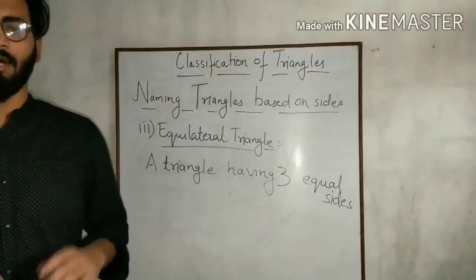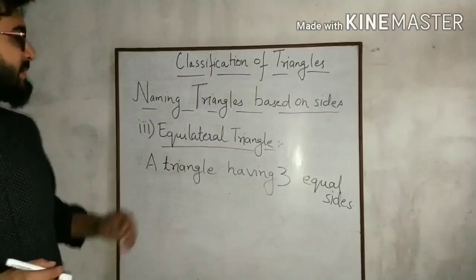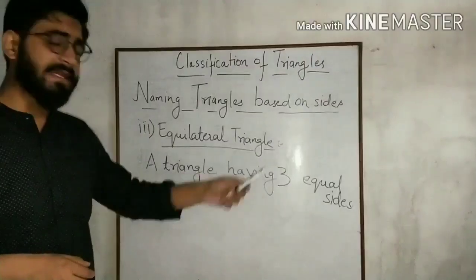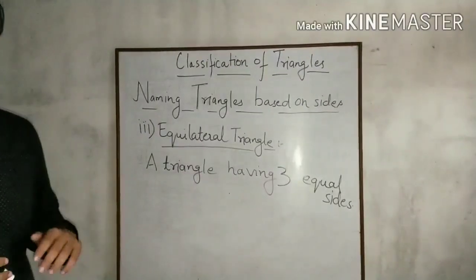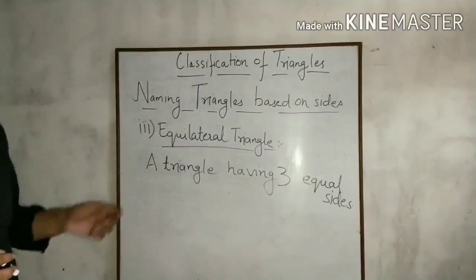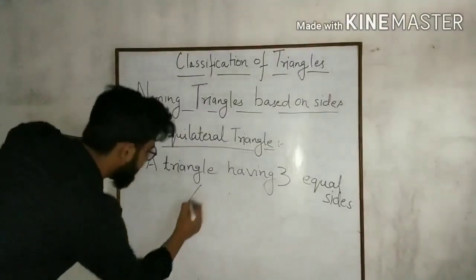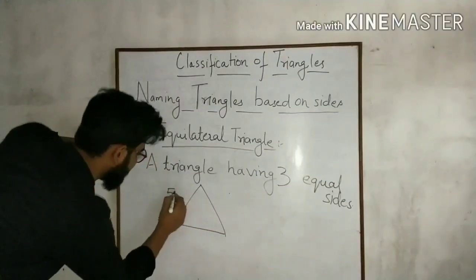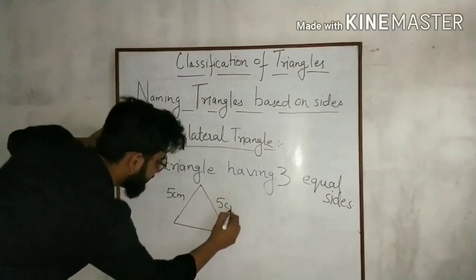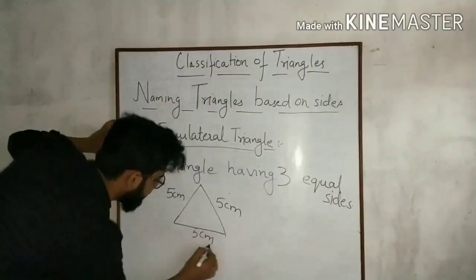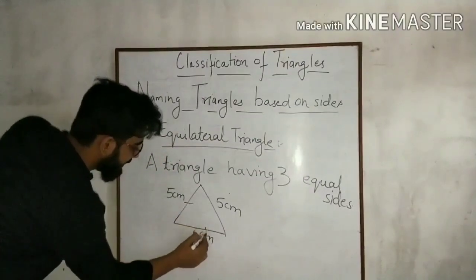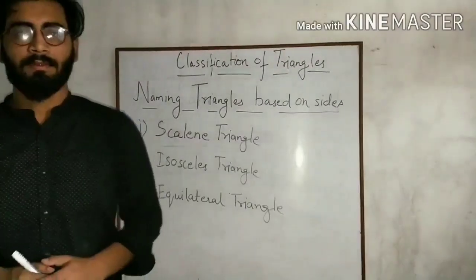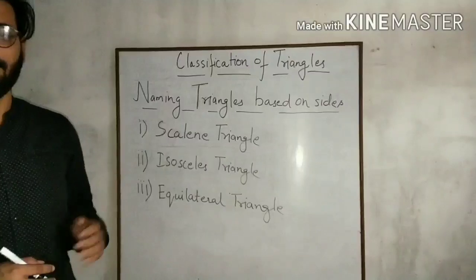Understood? Now the third type of triangle based on sides is equilateral triangle. Okay? So what is an equilateral triangle? A triangle having three equal sides. Means if the triangle is having all three sides equal, then it is an equilateral triangle. Look here, suppose this is a triangle. Okay? And if all its sides are of equal length, suppose this is of 5 centimeter, this is of 5 centimeter, and this is also of 5 centimeter, means all of its three sides are equal, then it is an equilateral triangle. Understood?